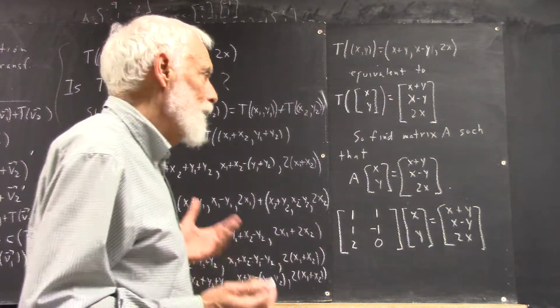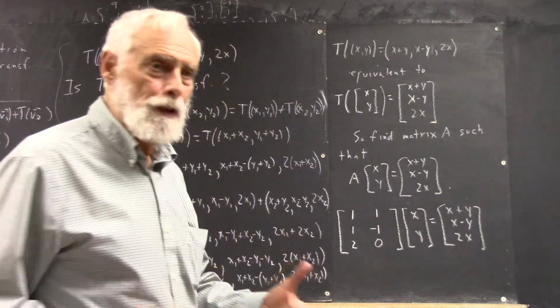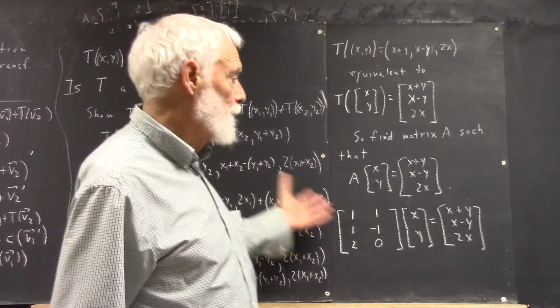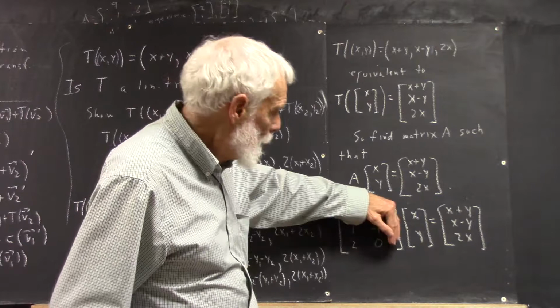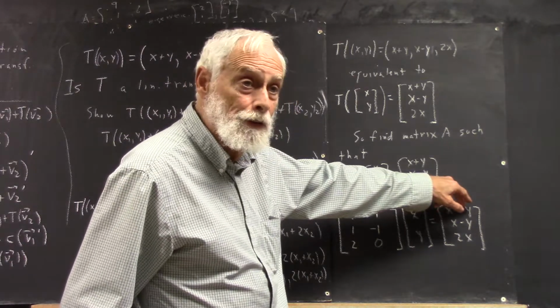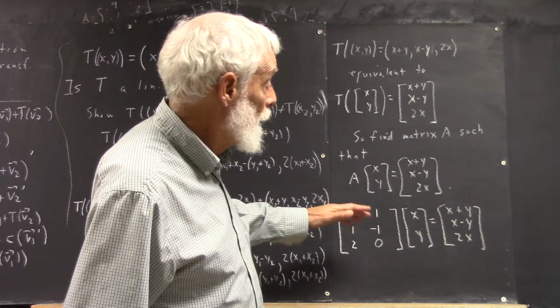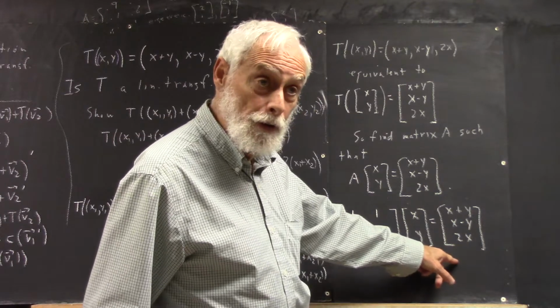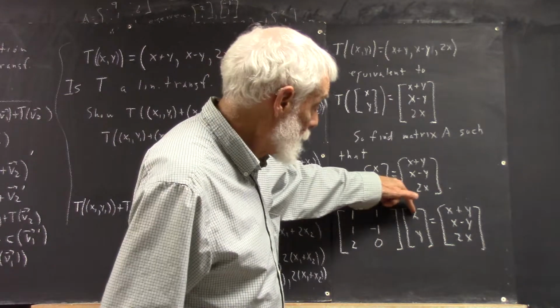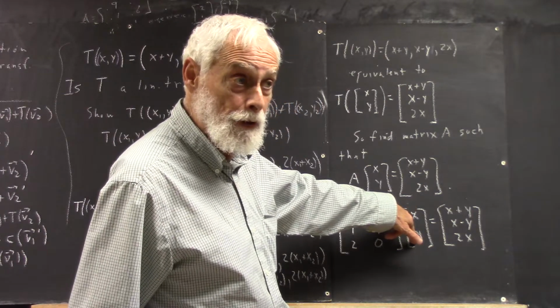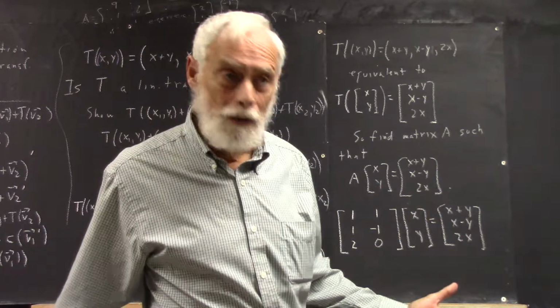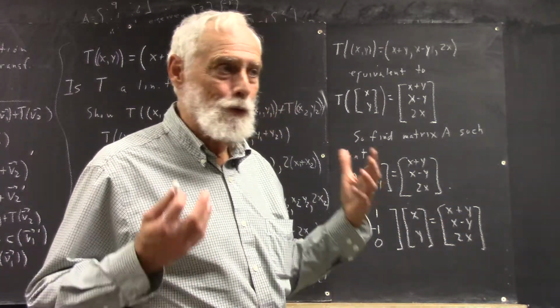Now, when you have a question like this, you really need to do a number of these so you know exactly how to look at this. Because when we had matrix times this equals this, it should be clear that we have to have three rows to get three numbers over here. And we have to have two columns to multiply the two numbers we have here. You won't understand rank and nullity very well if you don't see that.